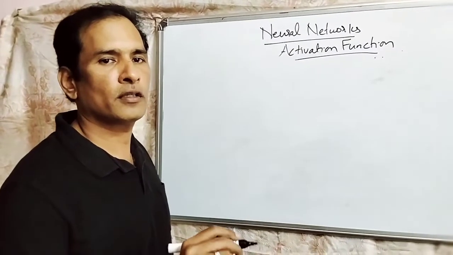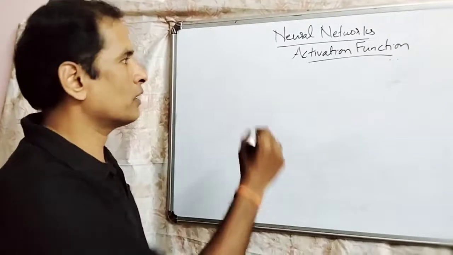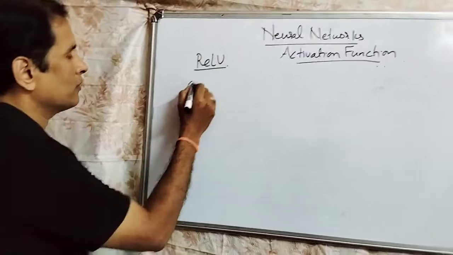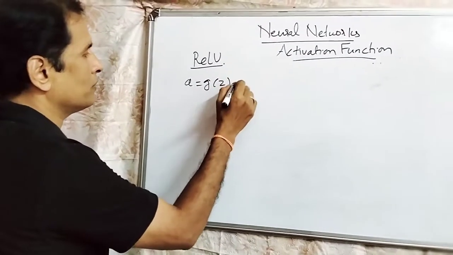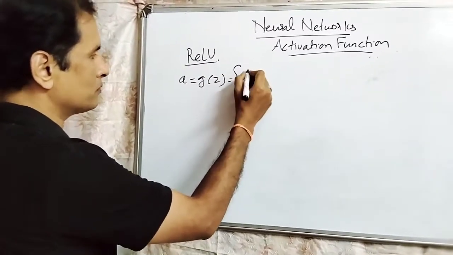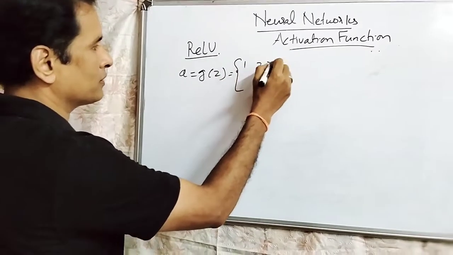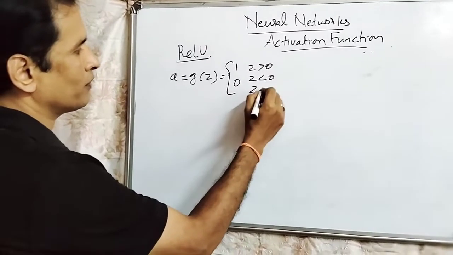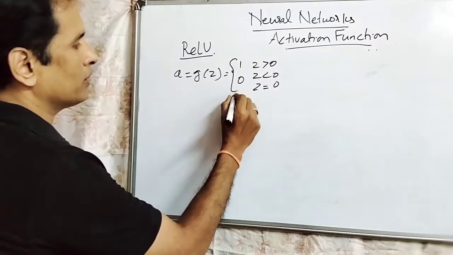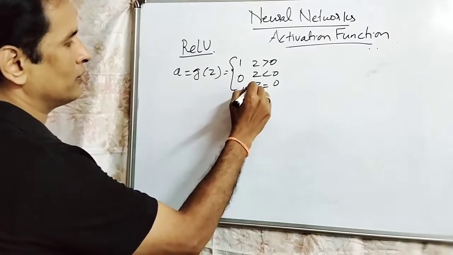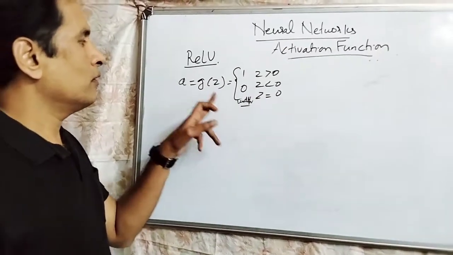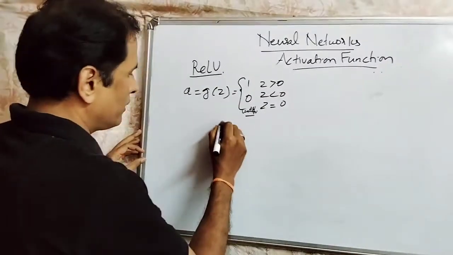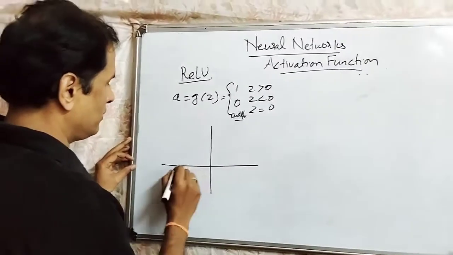Next we are going to see the third type of activation function, which is the ReLU function. In this case, we will have a function g of z, where the value will be 1 when z is greater than 0, the value will be 0 when z is less than 0, and if the value of z is equal to 0, then this value is undefined. Right? So when coming to this ReLU function, you will get an output graph like this.